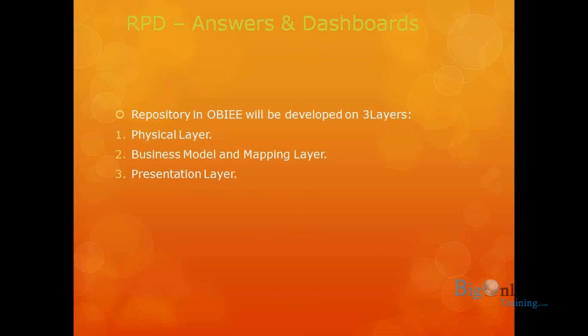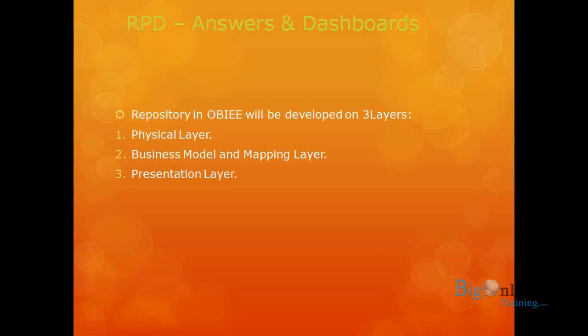Apart from administration, installations, services, and architecture, the main things we need to learn to develop an OBIEE project are, one, repository development, which we call RPD. RPD is nothing but repository development. Next is answers and dashboards. Answers and dashboards is developing each individual report and showcasing it onto the customer dashboard.